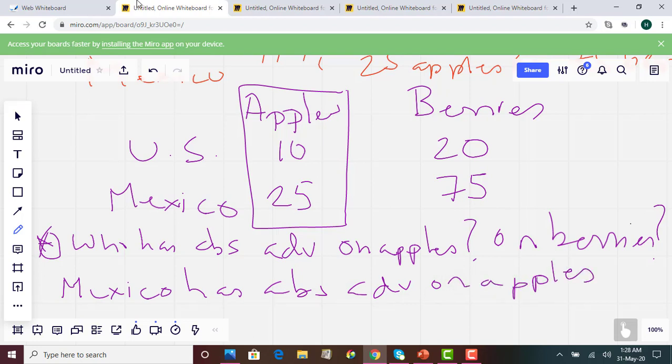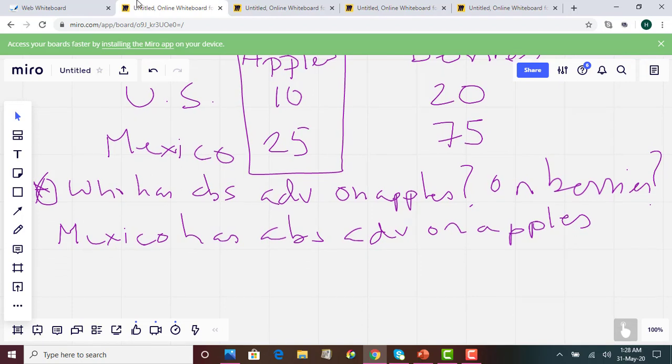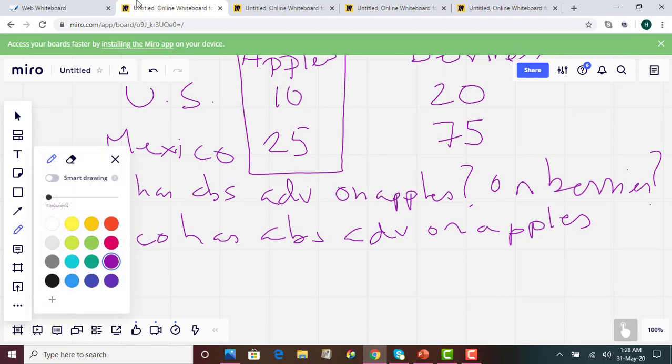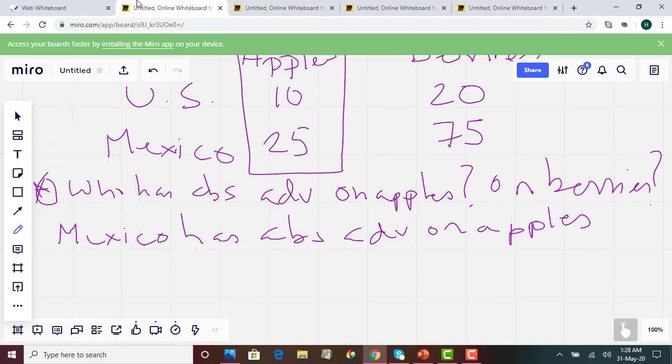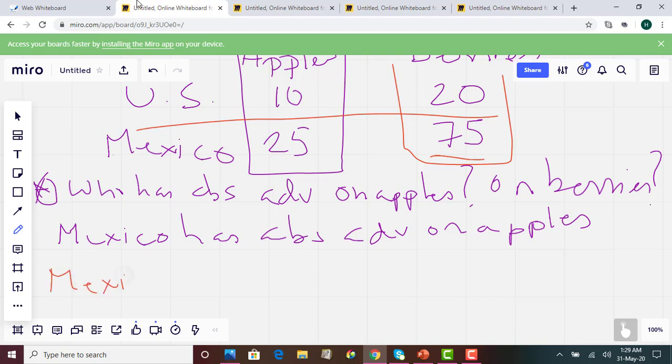Okay. Then my next question is, who has absolute advantage on berries? Same way, we look at this column now. With the same amount of resources, USA can produce 20, whereas Mexico can produce 75. So clearly, Mexico again has absolute advantage. So absolute advantage is when we are comparing the actual quantities, and whoever can produce the higher quantity will have absolute advantage. Okay, so that's very simple.